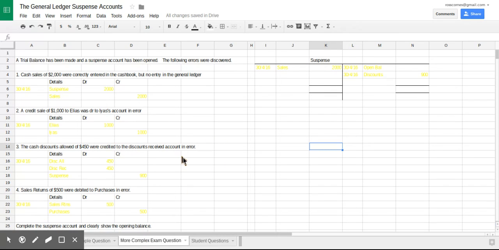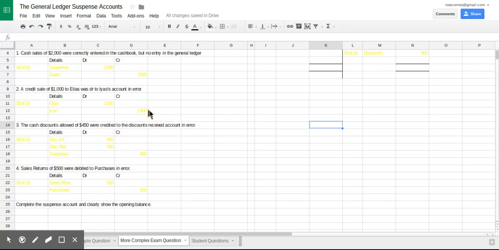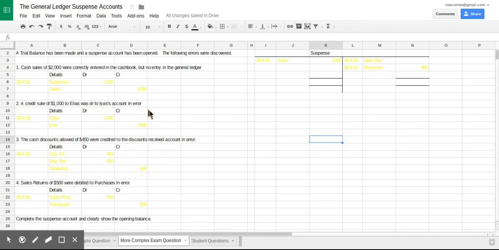Right, welcome back. I'm going to look at a more realistic scenario now for an exam question. In this exam question, a trial balance has been made, a suspense account has been opened, and some errors were found. What you're also told as part of the question, if you look down here, is that you need to complete the suspense account and clearly show the opening balance.